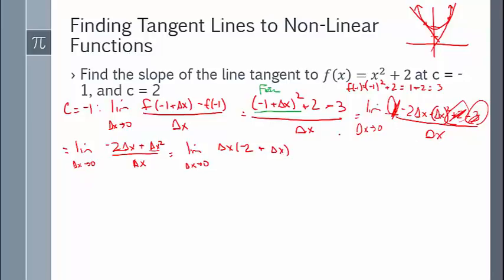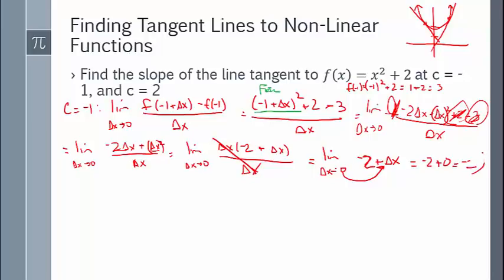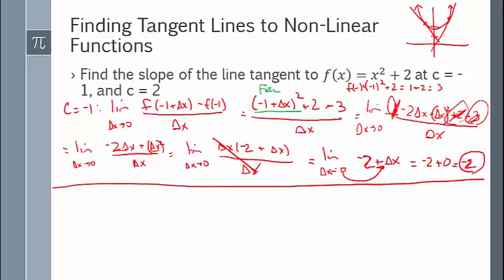Really, there should be parentheses around that so you can see that it's not just x squared, it's delta x squared, all over delta x. Now I can cancel those delta x's out, and I get the limit as delta x approaches 0 of negative 2 plus delta x, which is an easy limit. I just take the 0 and plug it in for the delta x. Negative 2 plus 0, which is negative 2. Okay? See if you can try the same thing for c equals 2. Again, pause the video, and when you're ready to see how it's done, pick up where you left off.